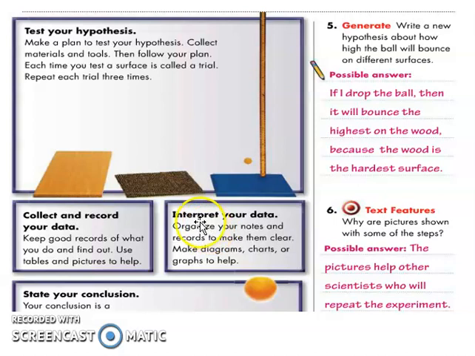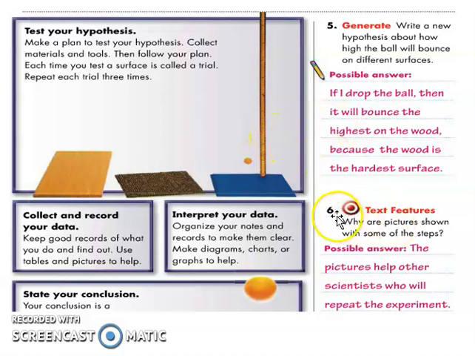Now, after that one, you need to interpret your data. You need to compare. Some scientists do charts. They do a diagram to compare. In number 5, write a new hypothesis about how high the ball will bounce on a different surface. So now you are comparing. If I drop the ball, then it will bounce the highest on the wood because the wood is the hardest surface. Okay? So that is the possible answer to this one. I'm so sorry because we don't have a way to do this experiment, because we don't have the lab now. But if you have something like this at home, you could try it.